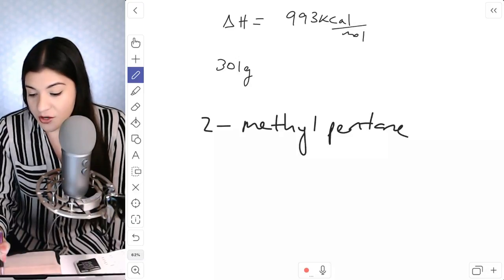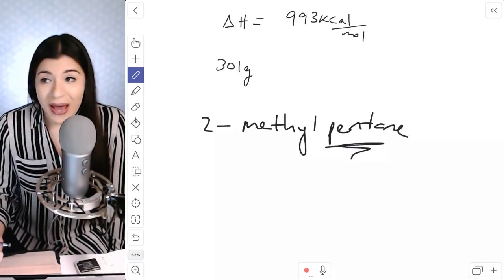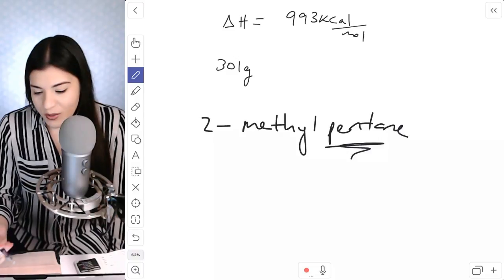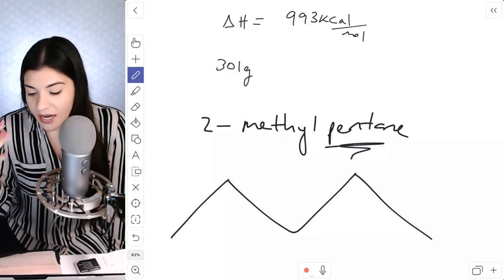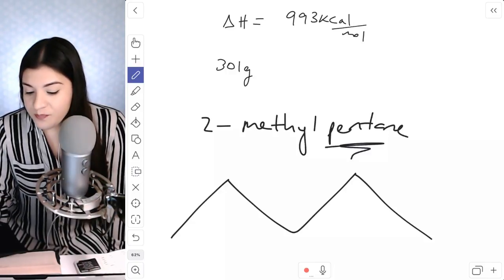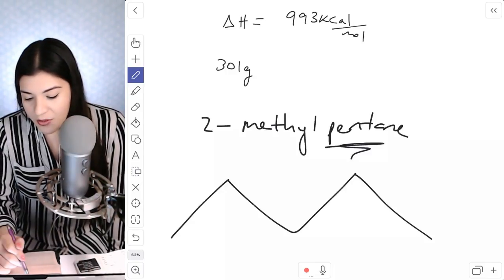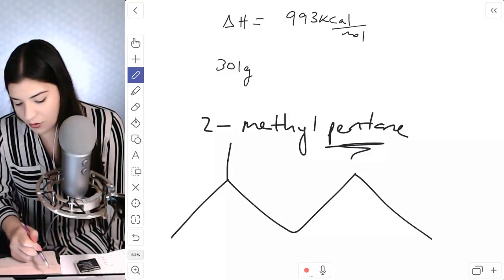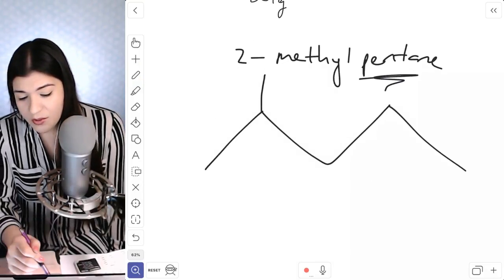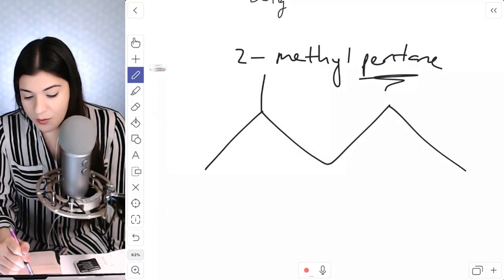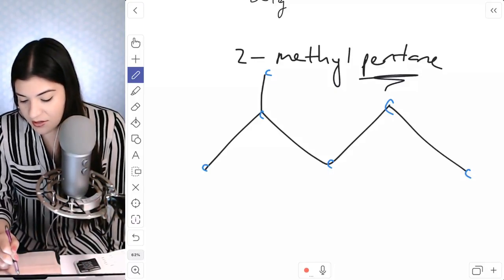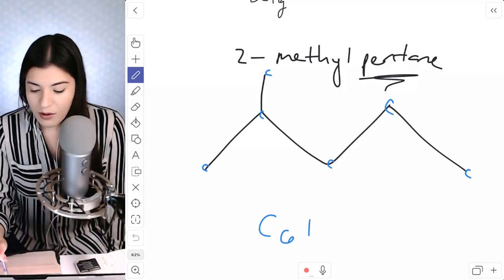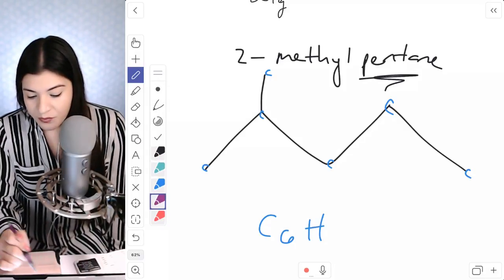So if I were to draw this, I would start this off with pent. So pentane would give us 5 different carbons. So I'm going to draw this out, 1, 2, 3, 4, 5 carbons. And then next I would put a methyl on 2. Then next, I'm just going to count how many carbons we would have. So here we'd have 1, 2, 3, 4, 5, and 6. So there are 6 carbons, and I'm going to count how many hydrogens we have.